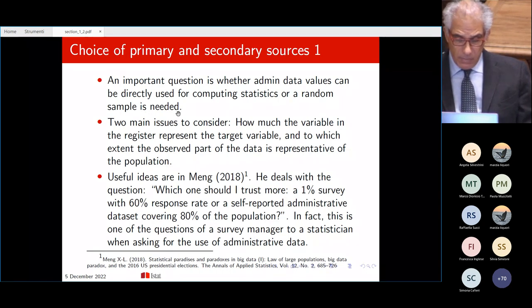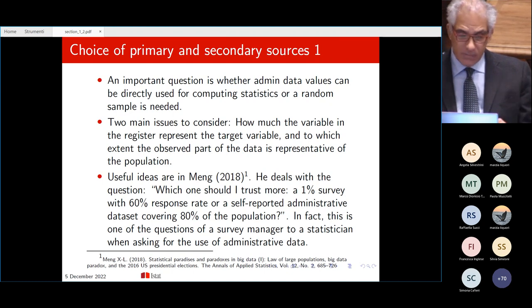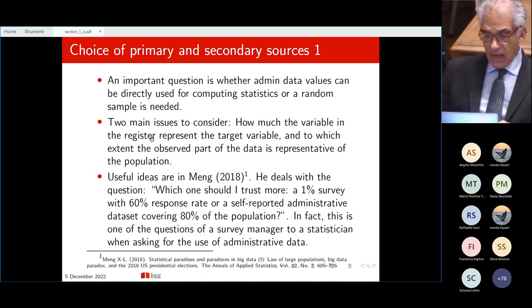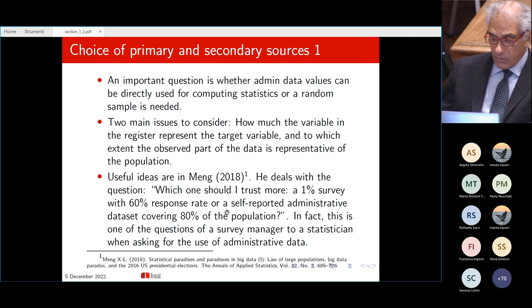It is useful to refer to the paper by Meng, in which there is not a multi-source approach that exploits together this type of information, giving them different strengths, but it compares two types of information: one coming from a sample that may be affected by non-response, and the one coming from a non-probabilistic, for example a big data, sample. And the aim is to answer a general question: which one should I trust more, a 1% survey with 60% response rate, or a self-reported administrative data covering 80% of the population? This is one of the basic questions that a survey manager may pose to a statistician when asking for the proper use of administrative data.